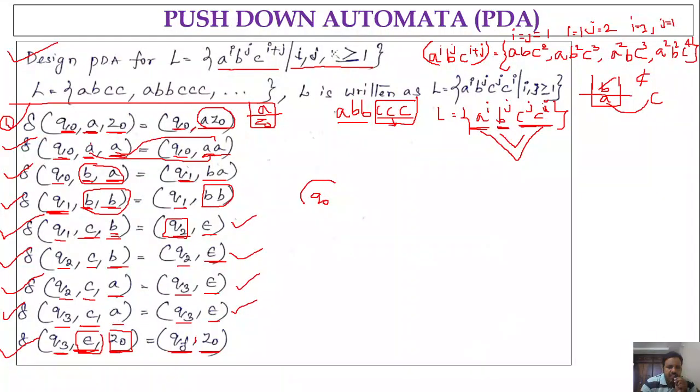So I am starting with the state q naught. It is the initial state. So in this state, we are specifying the self transition on input small a, stack content z naught. So this is the initial case where the input symbol is a and top of the stack is z naught. And in this case, we will be in the same state and we are going to push a z naught onto the stack. Okay, a z naught onto the stack.